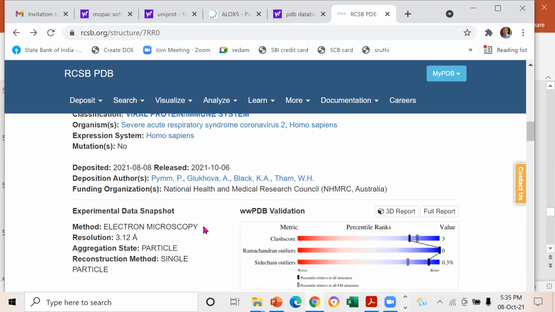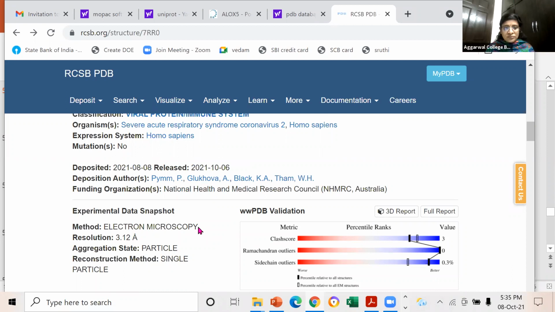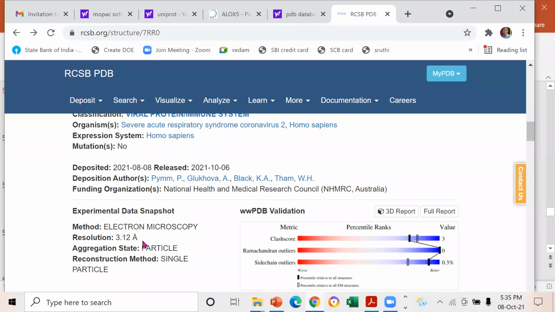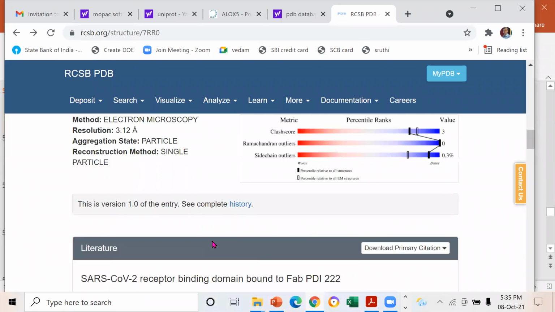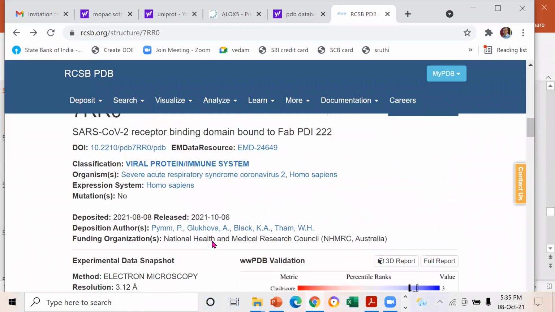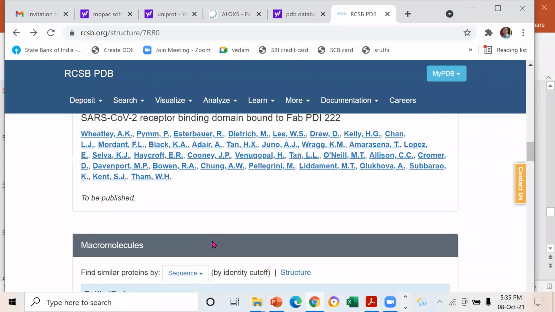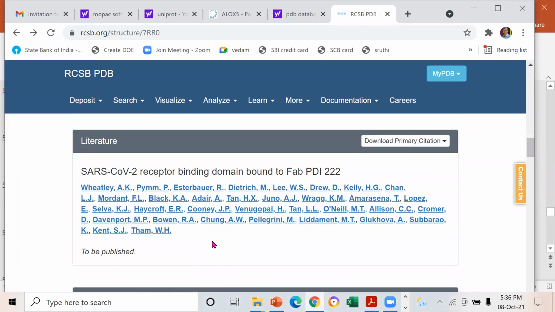They have used electron microscopy to get the structure. NMR is also used to get structures. The resolution is not fantastic, 3.1 angstrom only. But if you do X-ray crystallography, you can go down to 1.5 angstrom also. But people want to do a lot of work quickly on SARS, so they come up with lots of these.